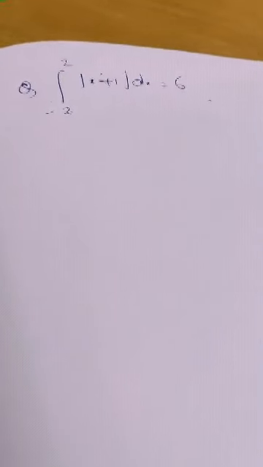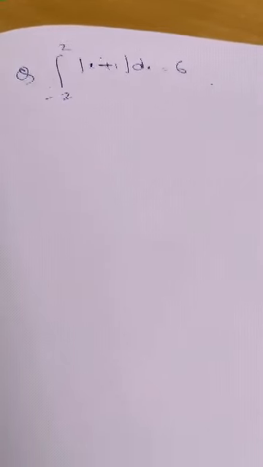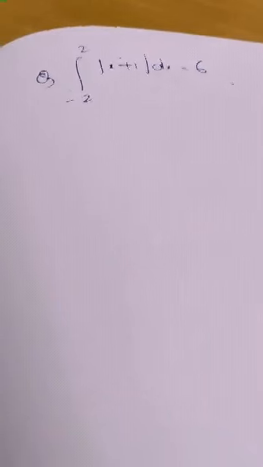The integral from minus 2 to 2 of mod of x plus 1 dx equals 6. Now this we cannot do using our previous method, that is, even function and odd function. So how can we do this one? Why can we not do it?